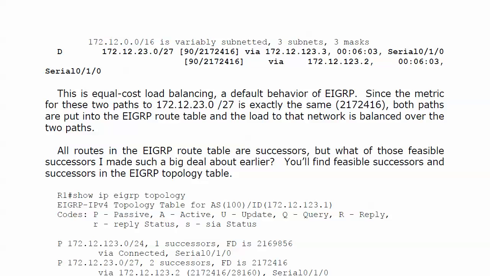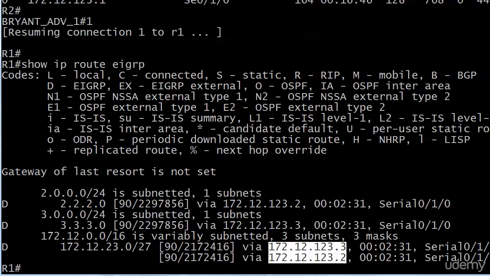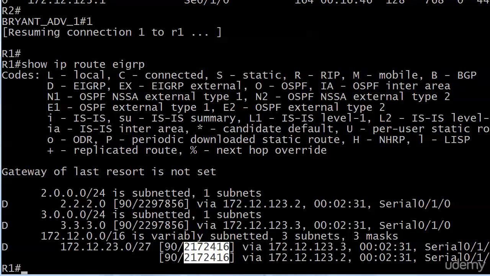Because the metric for those two paths to 172.12.23.0/27 is exactly the same. Now, again, we're not exactly talking RIP's little metric of hops here. And if you've never seen RIP, you're okay because it's not going to be on this exam. But in RIP the metric is hops, which is not an incredibly scientific way of coming up with the best path.